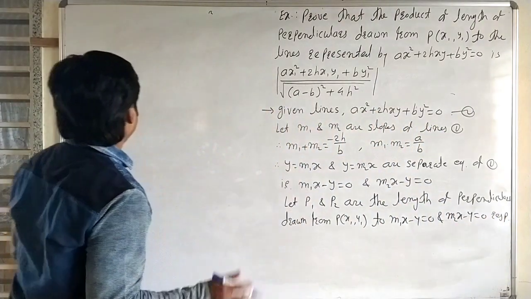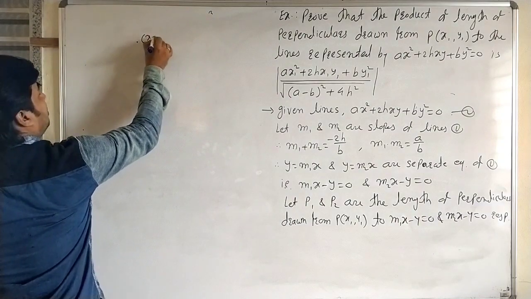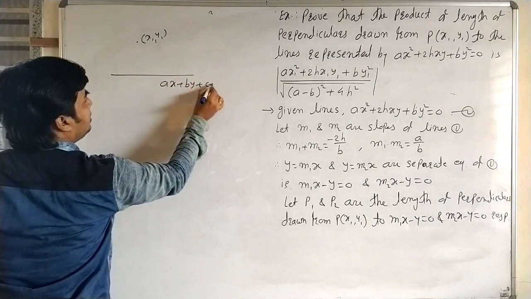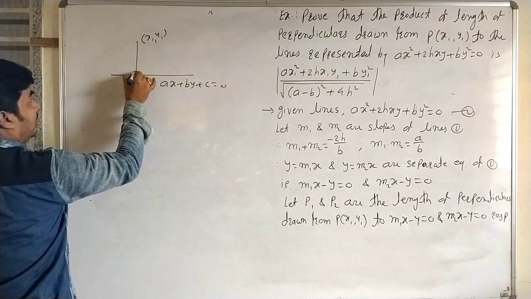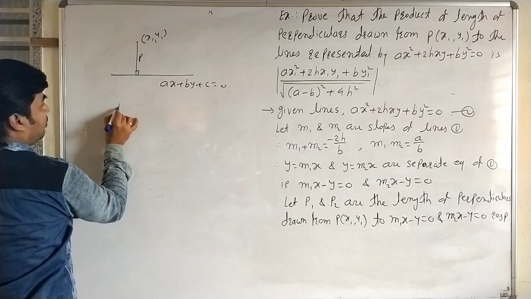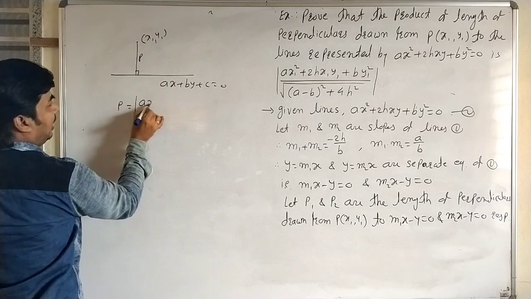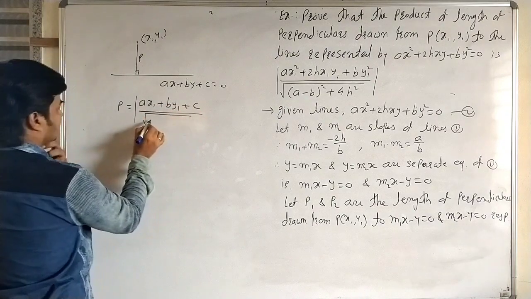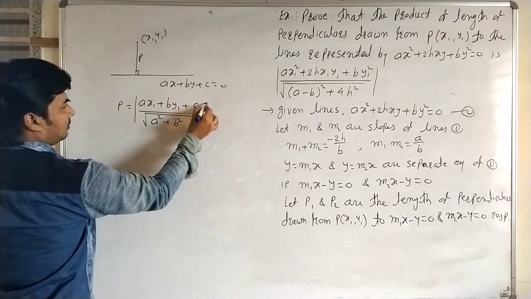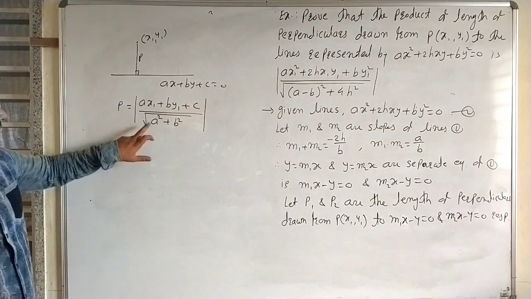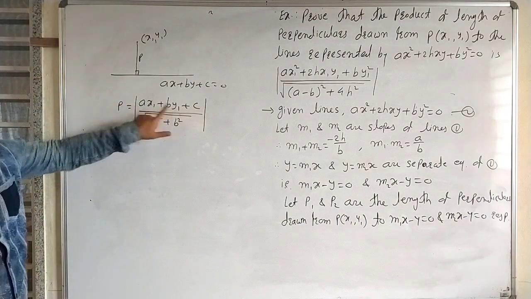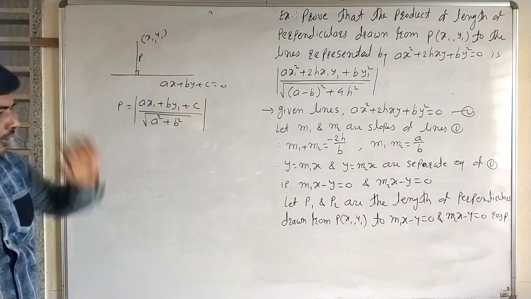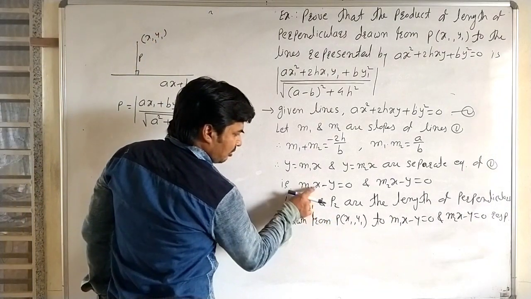Okay, now we know that suppose there is a point x1 comma y1 and a line ax plus by plus c equal to 0, then the length of perpendicular drawn from the point, suppose P, is equal to ax1 plus by1 plus c upon under root of a square plus b square. Okay, it is the perpendicular distance of a line from the point. Now we find the perpendicular distance of the line from the point.